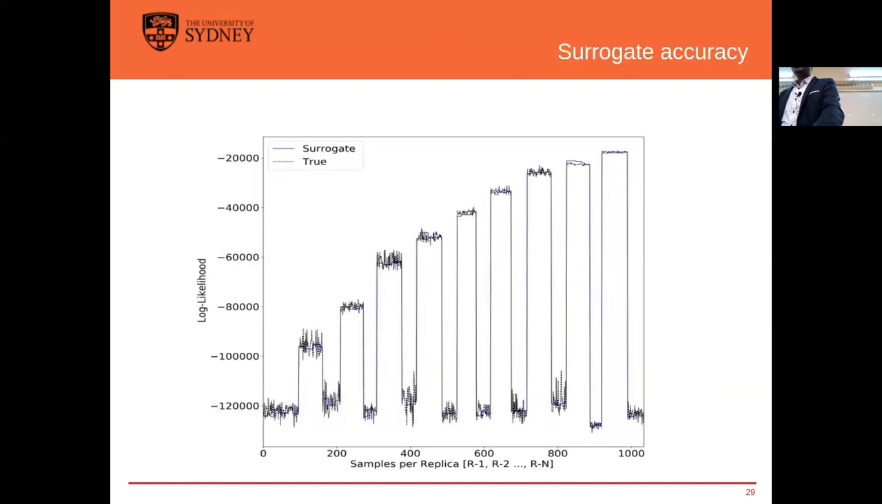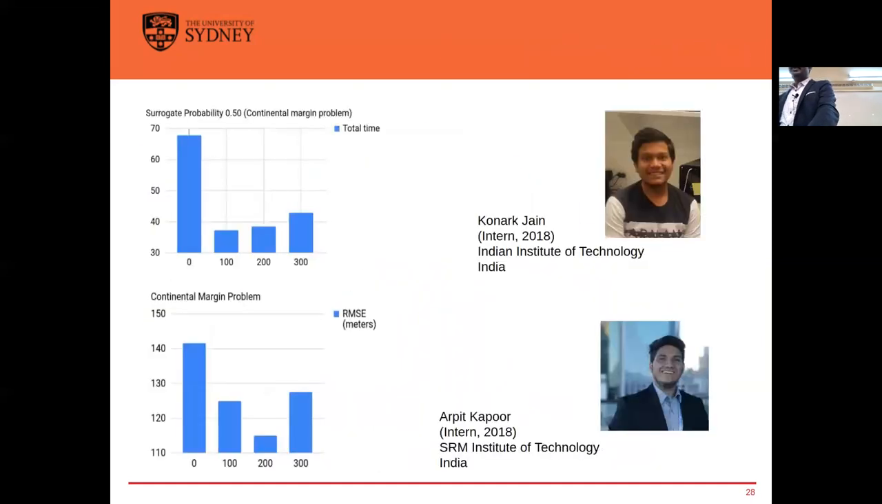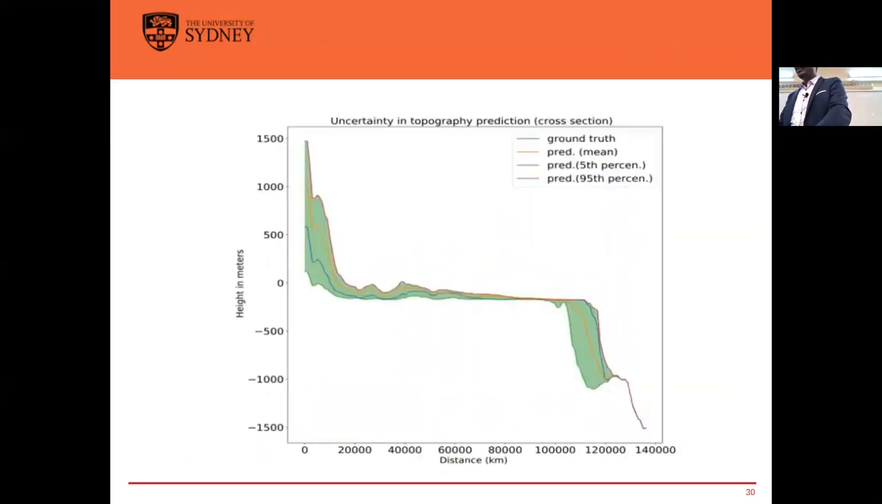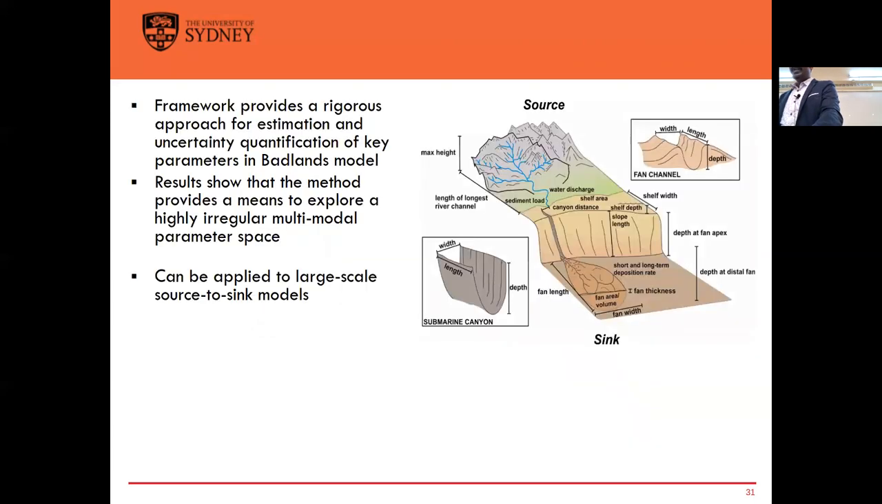So for example, what this means is that rather than waiting for 70 days, your job could be done in around 40 days, you know, for the computation in a high performance computing environment. This is more of a proof of concept. And then we have the predictions, and it shows that the surrogate-assisted model is not so bad.